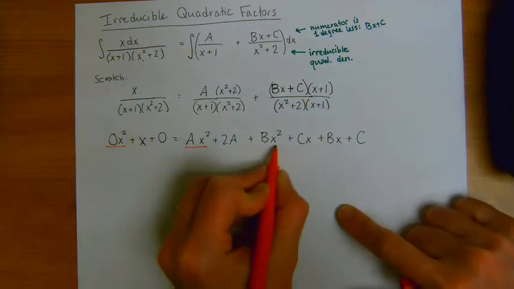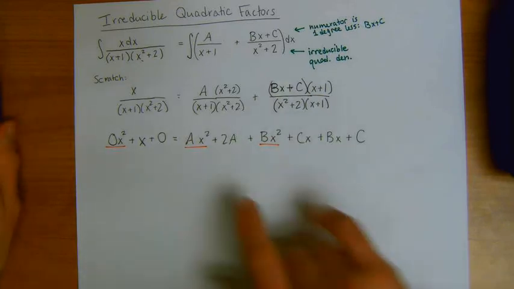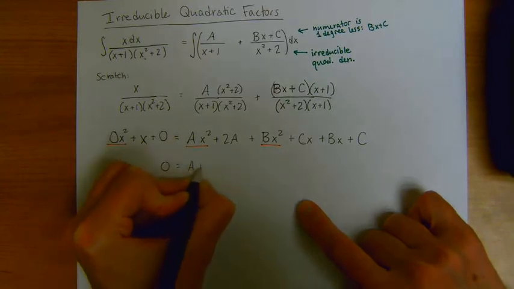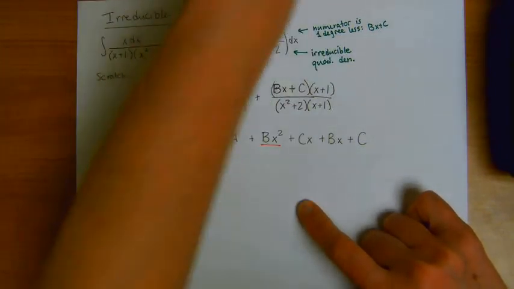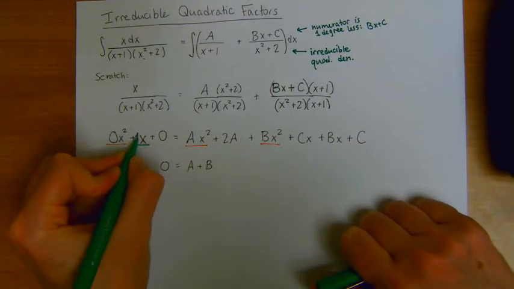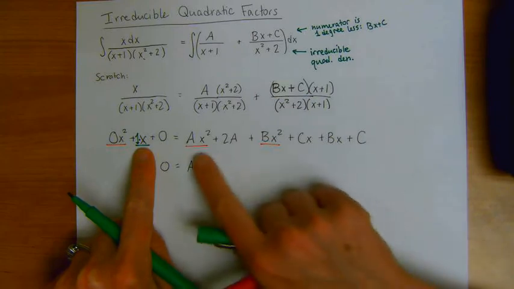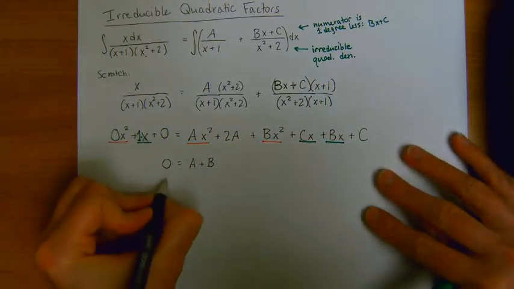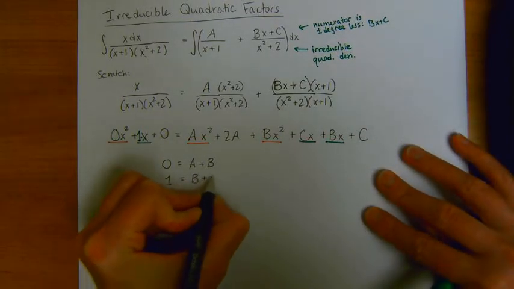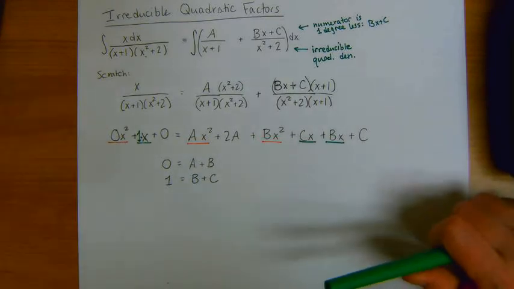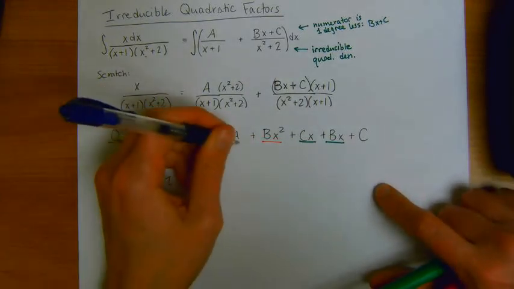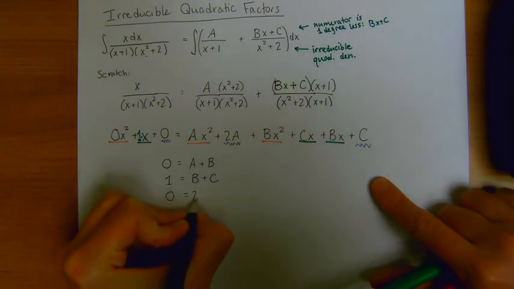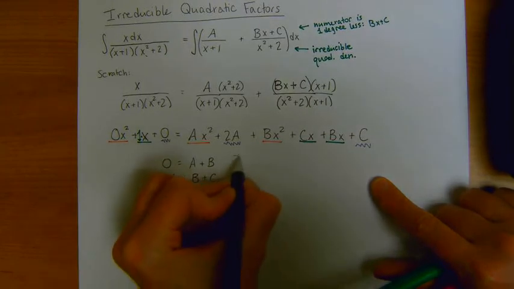0 is equal to the x squared terms, so combining my like terms, I find that 0 is equal to a plus b. Then combining the x coefficients, there's actually a 1 hiding here, 1x. Do I have any x's over here? Yep, they're equal to cx plus bx. So 1 is equal to b plus c. And then finally, for our constant terms, 0 is equal to 2a plus c. So now I have a system of equations.